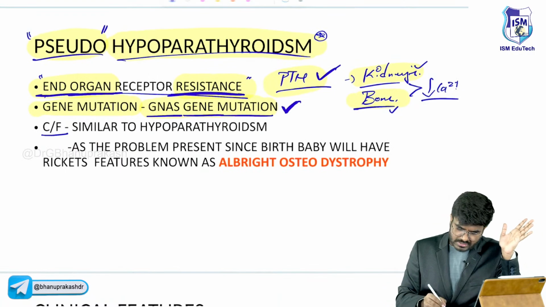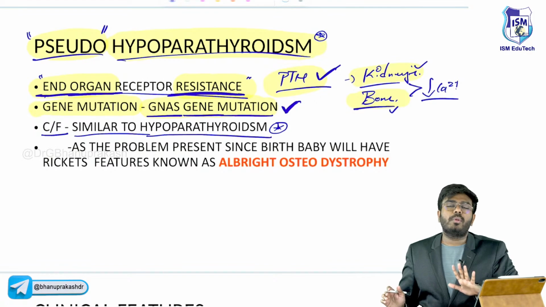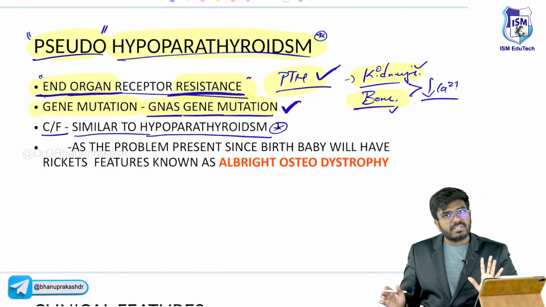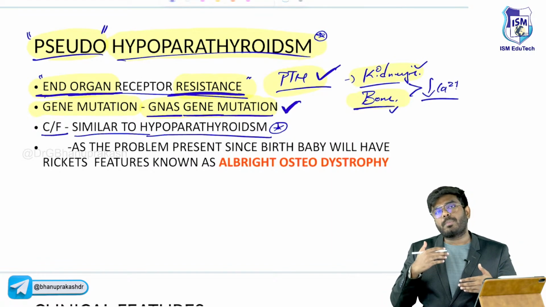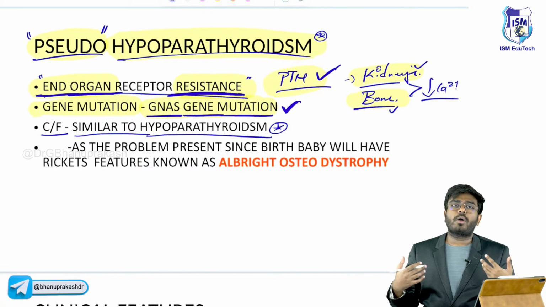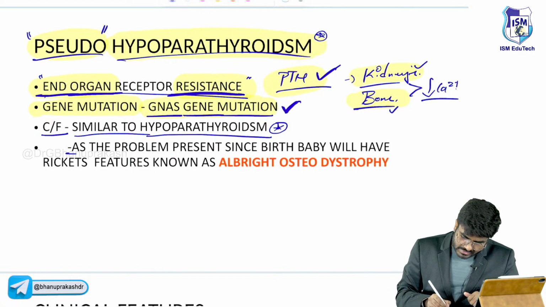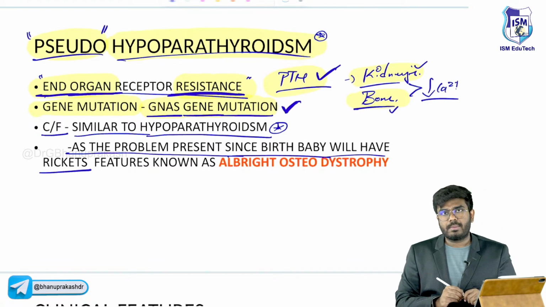Same clinical features, similar to hypoparathyroidism, but this problem is there from the birth itself. Okay, end organ receptor mutation. As the problem is there from the birth itself, the bone formation is not properly happening in this baby. So as the problem persists since the birth, baby will have rickets. Why?